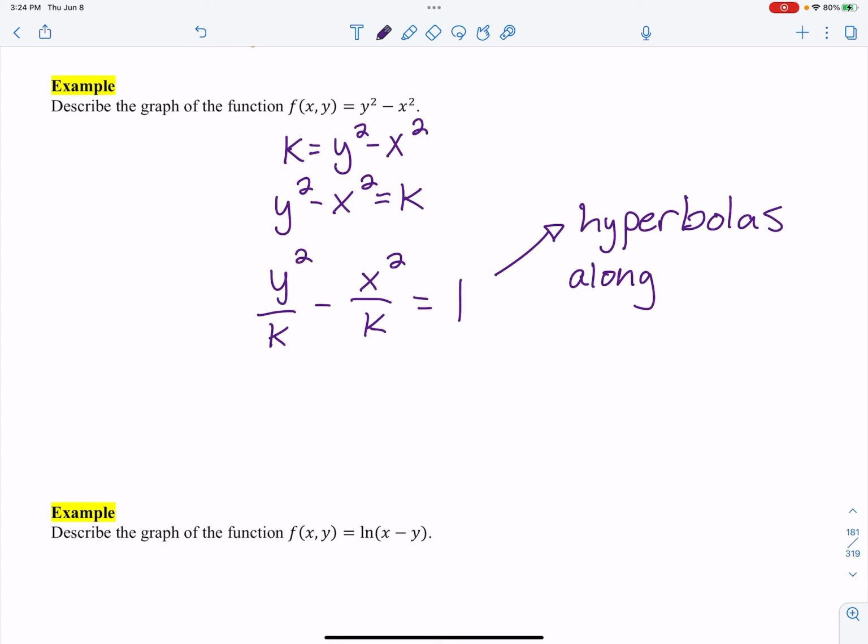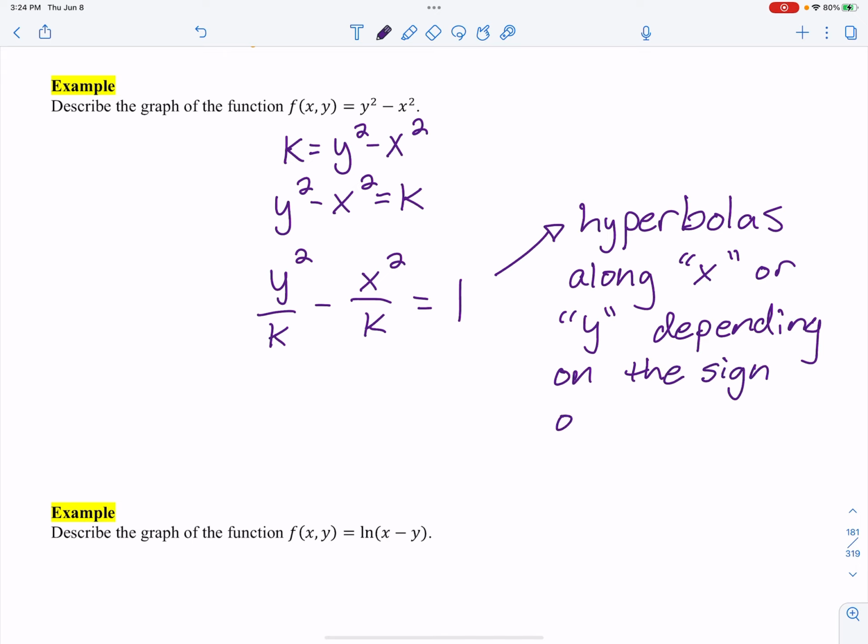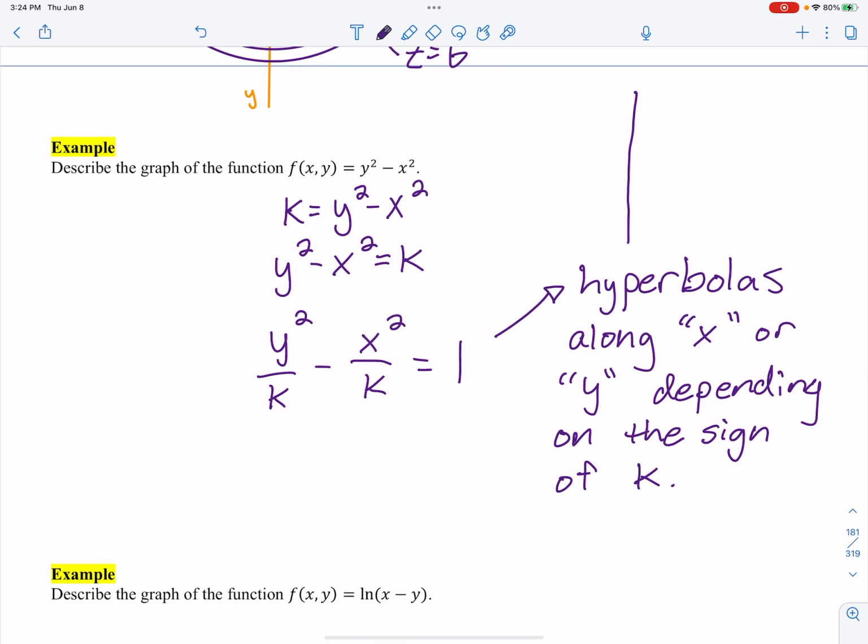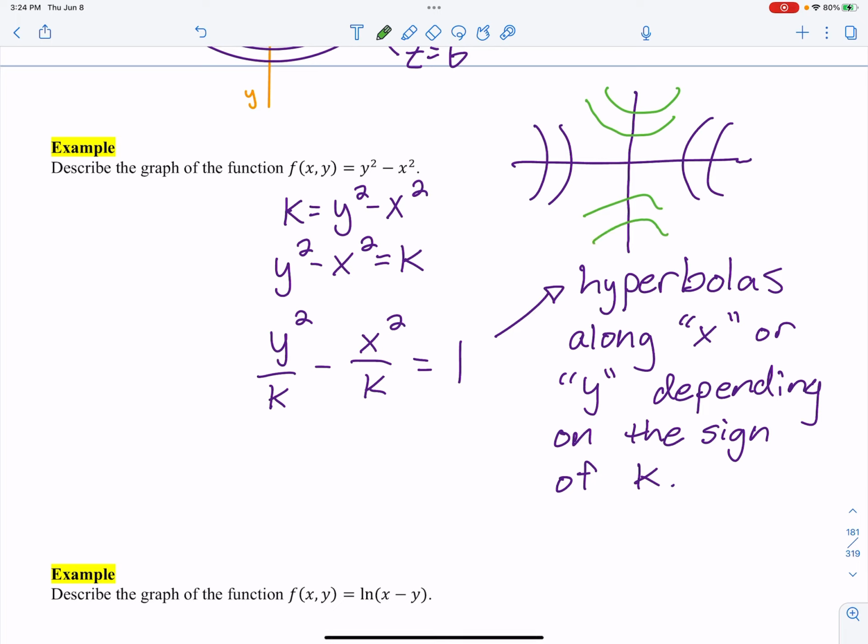If k is negative, it'll flip the order. It'll be an x squared minus y squared. So along x or y, depending on the sign of k. Okay. So what that's going to look like, and I'm going to show you guys an actual GeoGebra graph. If I have this Cartesian plane, I'm going to have a bunch of parabolas going this way. And then I'm going to put this in a different color, but as soon as k changes signs, I'm going to have a bunch going this way. It's kind of hard to picture what that's going to even look like with what I've drawn. So let's check out GeoGebra.